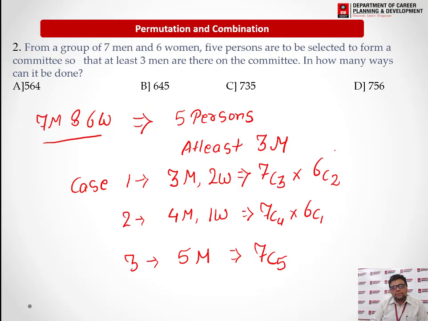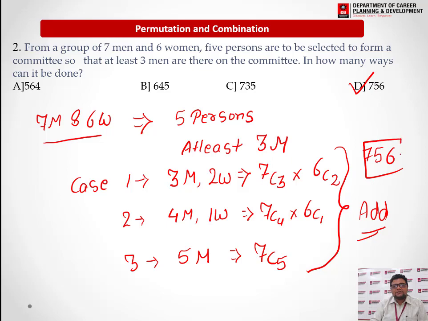7C5. These are the 3 cases, and we have to add all these 3 cases. If you add this, the value comes out to be option D, that is 756. So there are a total of 756 possible ways to form a committee of 5 persons in which there are at least 3 men.